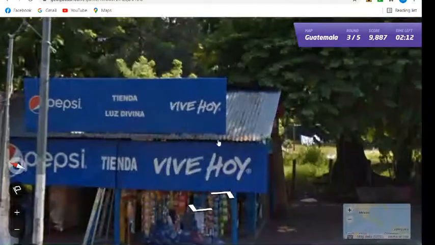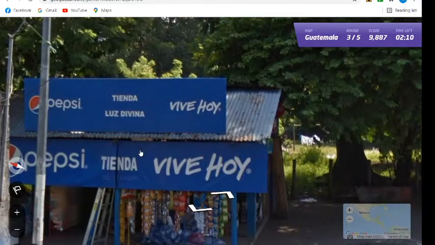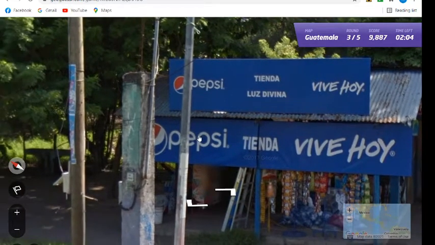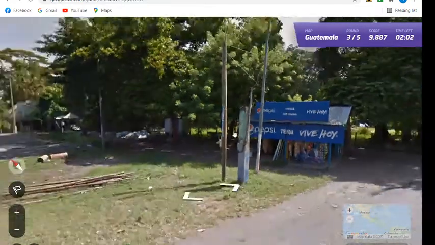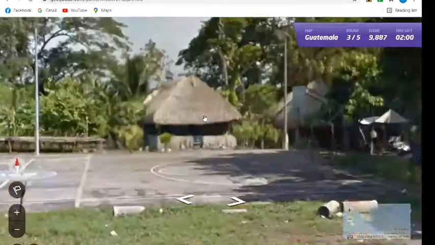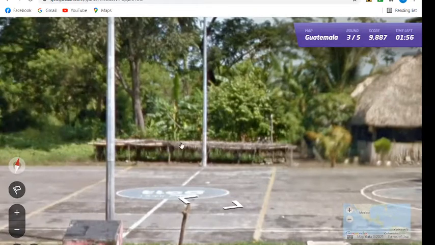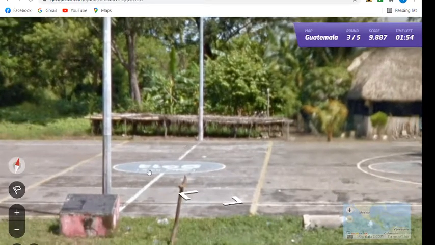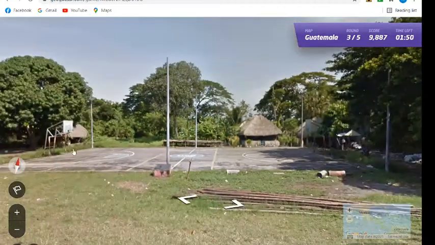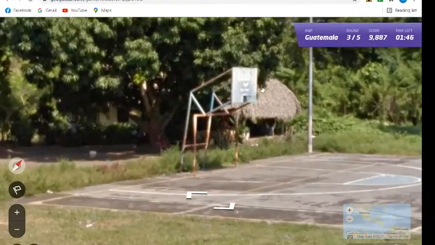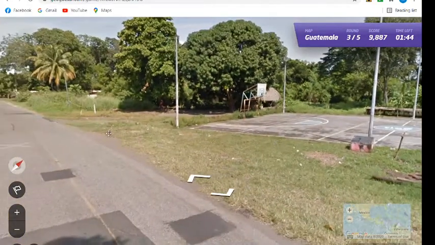Okay. I think I mentioned that the words for small stores vary from country to country. This is a tienda, which I think is Mexico and Central America. Dominican Republic uses colmado, although I think tienda is a possibility there. Oh, there's a Tigo logo. Tigo is a cell phone company. Yeah, there's one on the basketball hoop here also.